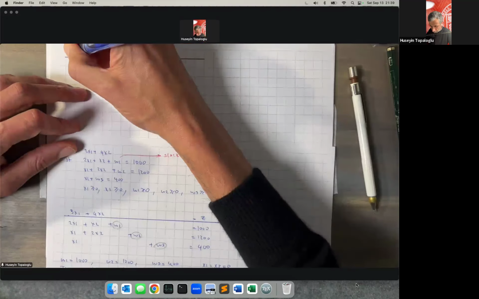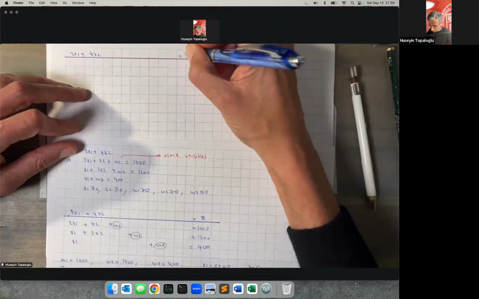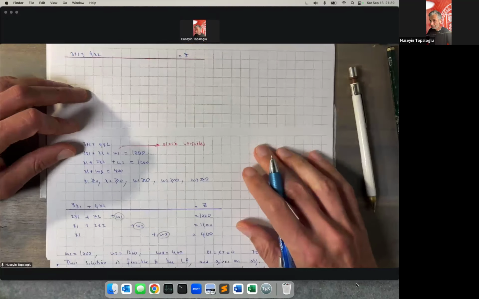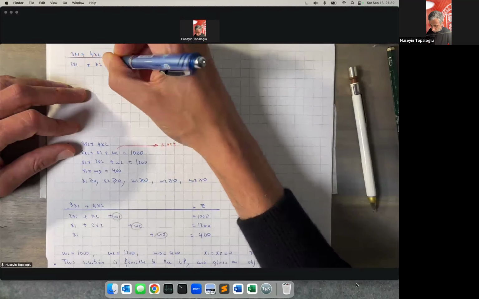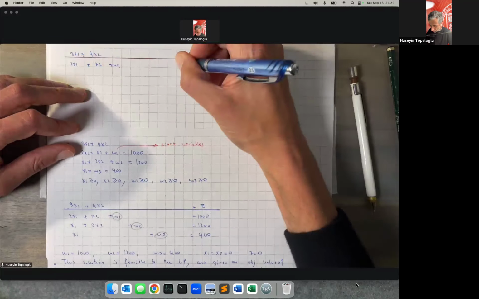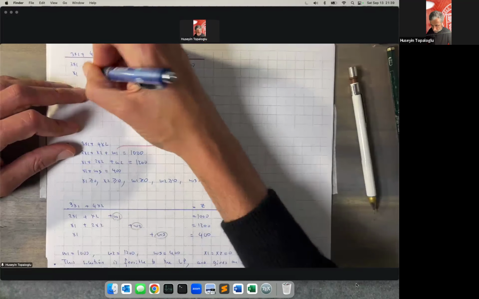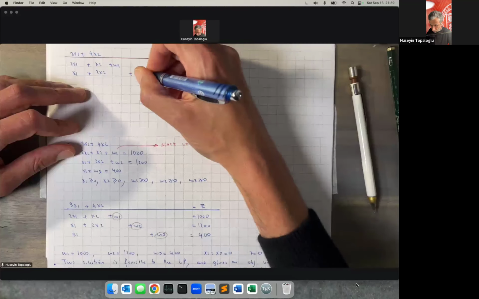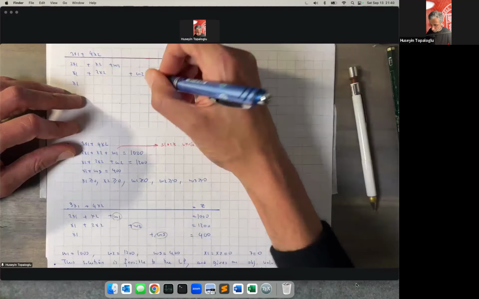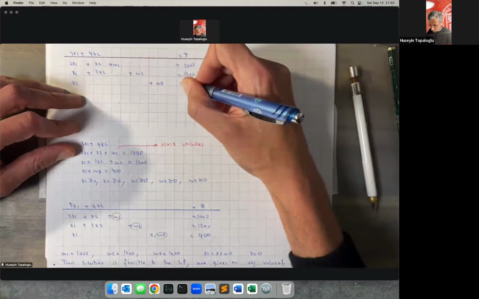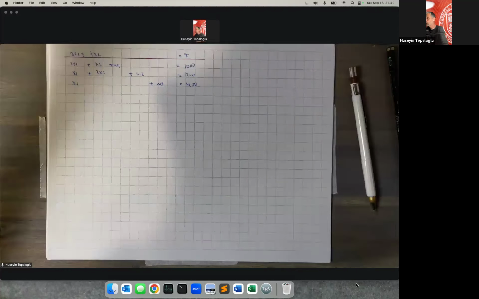So, 3x1 plus 4x2 equals z. 4x1 plus x2 plus w1 equals 1000. x1 plus 2x2 plus w2 equals 1200. x1 plus w3 equals 400. This is the system of equations that we're starting with.